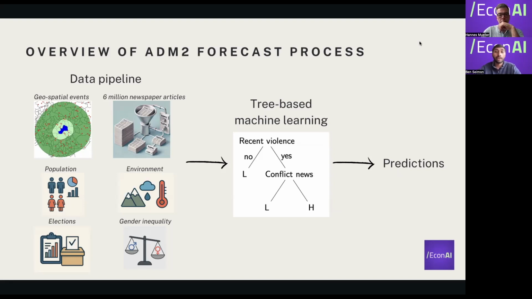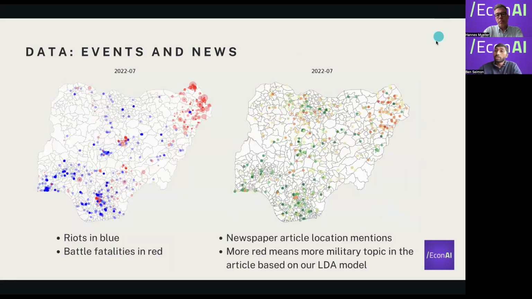Then here's the techie ML part. We move into tree-based machines. We rely on classic tabular machine learning algorithms for this particular task. We're relying on CatBoost. There you see a very high-level, non-techie version of how a decision tree might work: it splits the data on recent violence, and then it would split again on conflict news. This model gives us predictions of whether a certain event might happen in the next 3 to 12 months. Let me talk a little bit about the data set we're using.